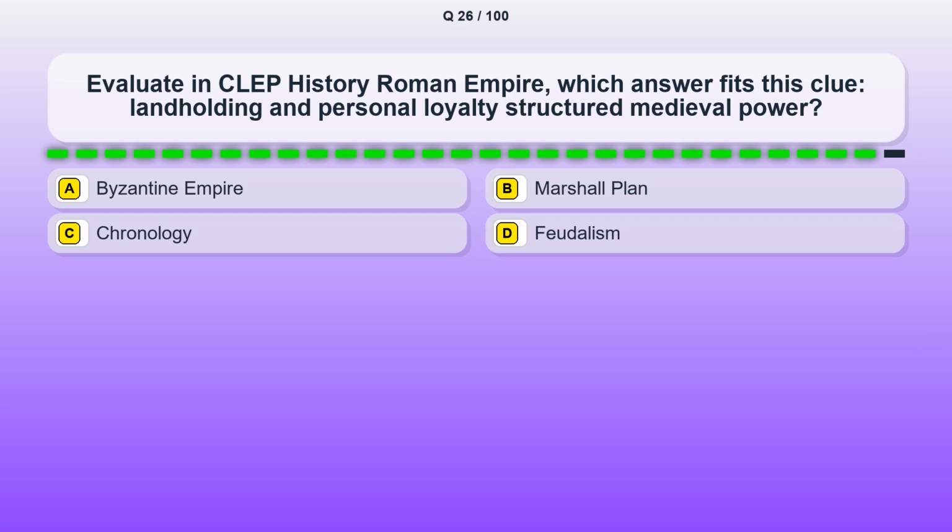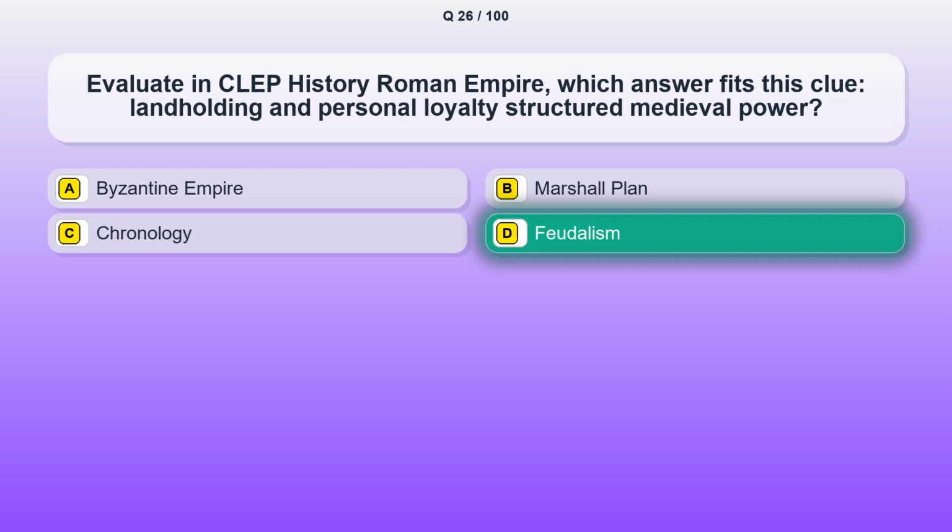Question 26. Evaluate in CLEP History Roman Empire, which answer fits this clue? Land holding and personal loyalty structured medieval power. Option A, Byzantine Empire. Option B, Marshall Plan. Option C, chronology. Option D, feudalism.